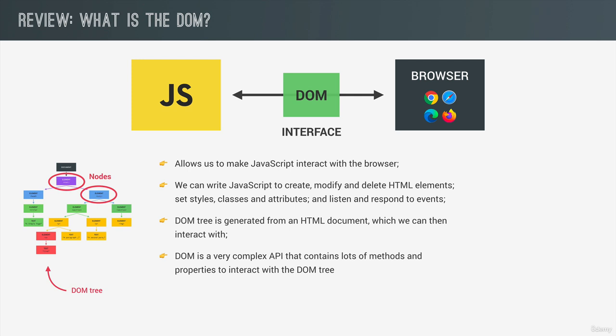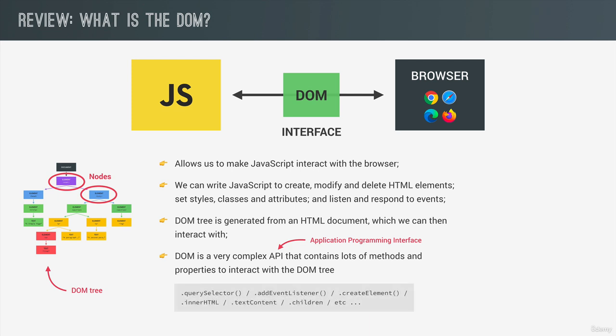Now, how does that interaction actually work? Well, the DOM is a very complex API, which, remember, stands for Application Programming Interface. So it's the interface that we can use to programmatically interact with the DOM. In practice, that means that the DOM contains a ton of methods and properties that we use to interact with the DOM tree, such as the query selector, add event listener, or create element methods, or also the inner HTML, text content, or children properties, and many, many more.